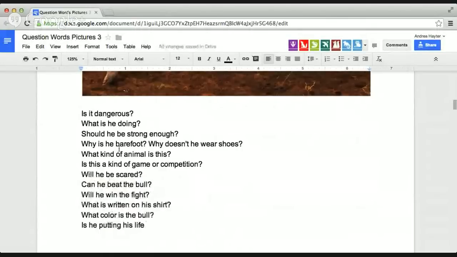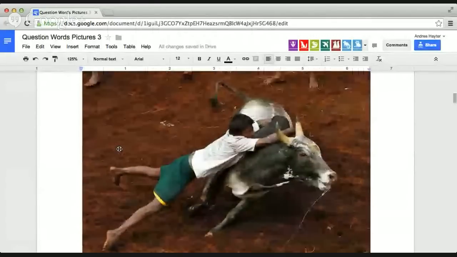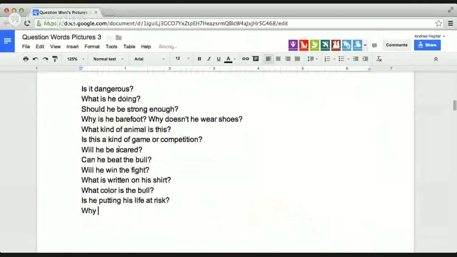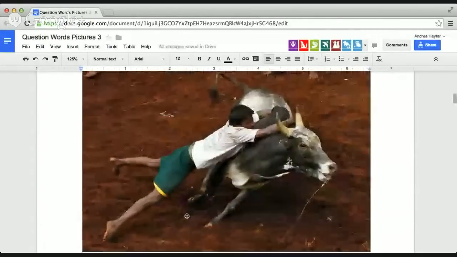Could he possibly be killed? Is he putting his life at risk? Yes. Very good. What else? Why people didn't help him? Okay. So you start with why, then give me a verb. He didn't. Why didn't? Then your subject: the people, or people. And then what? Help him. Why didn't the people help him? So keep didn't right after your question word why. Yes. Okay, other questions?